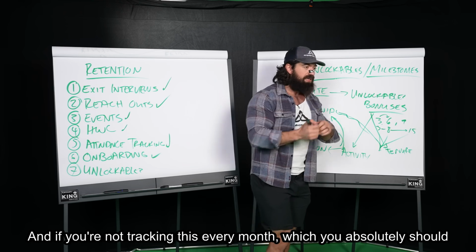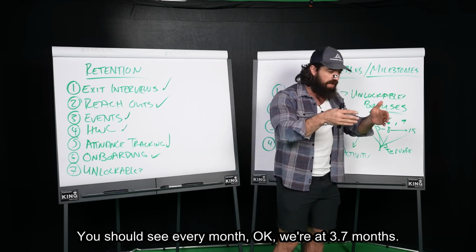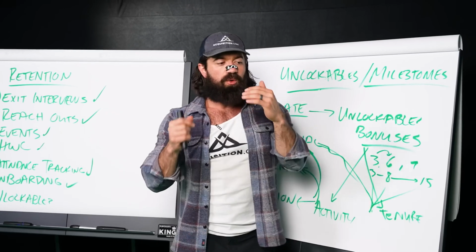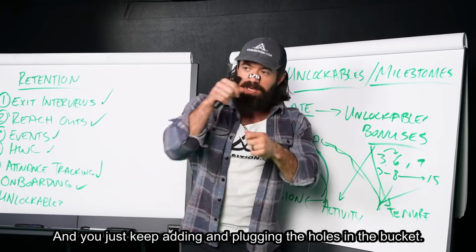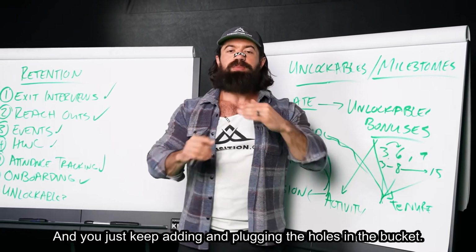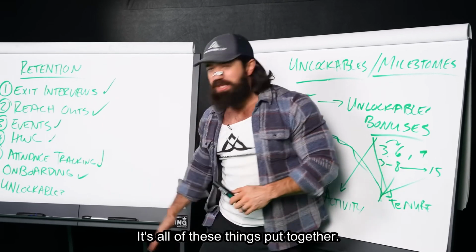And if you're not tracking this every month, which you absolutely should be, you should be able to tease that number up. You should see every month, okay, we're at 3.7 months. All right, we're 4.2 months. All right, what do we do to go from 4.2 to 4.7? What do we do from 4.7 to 5.6? And you just keep adding and plugging the holes in the bucket, because I promise you with retention, it's not the silver bullet. It's all of these things put together.